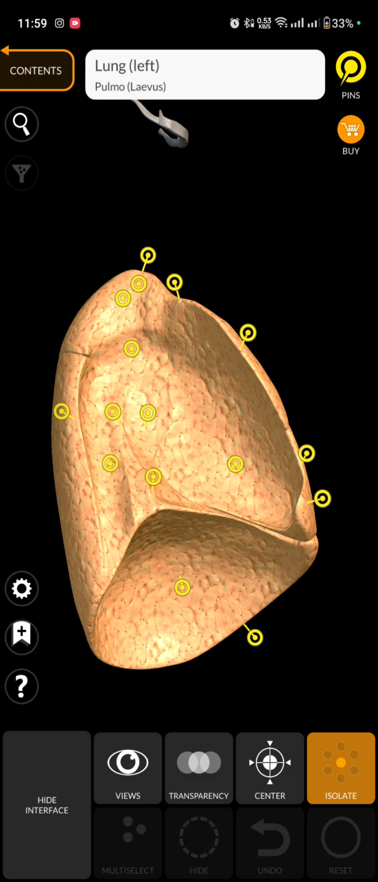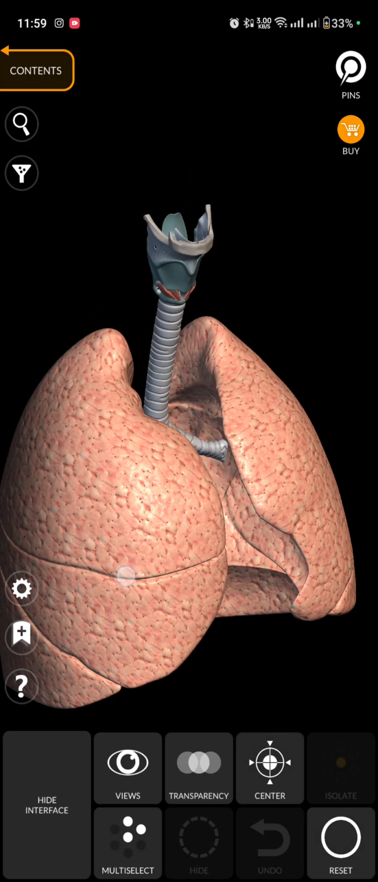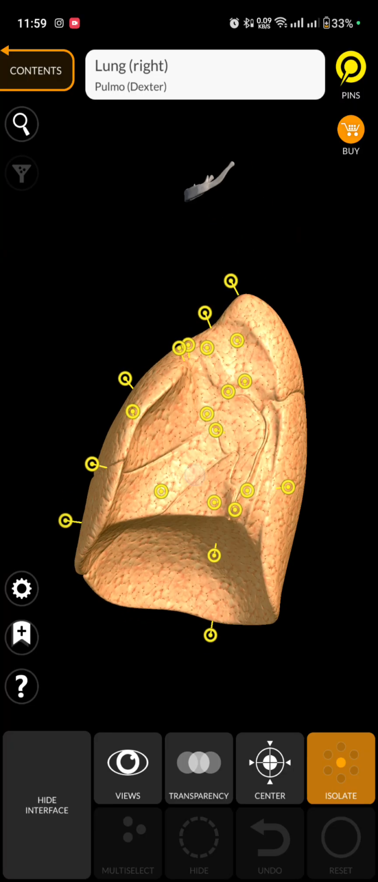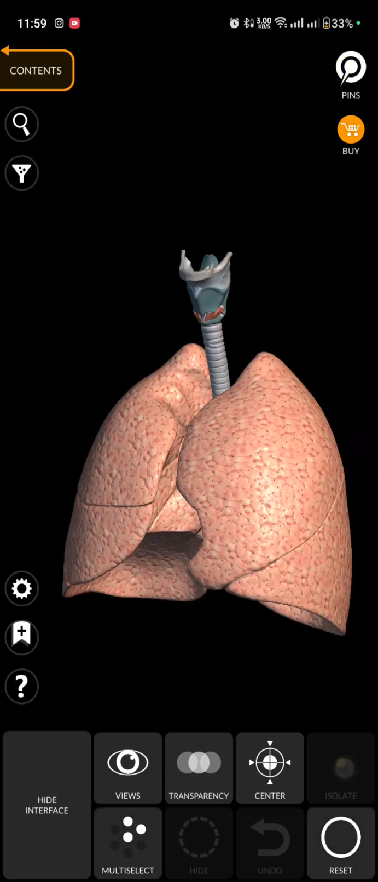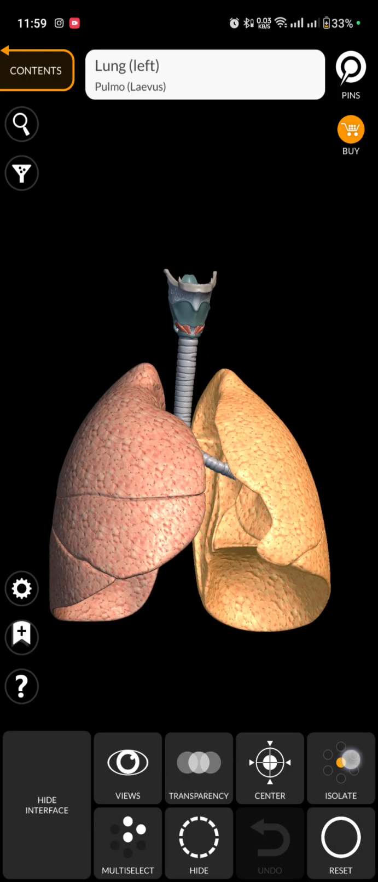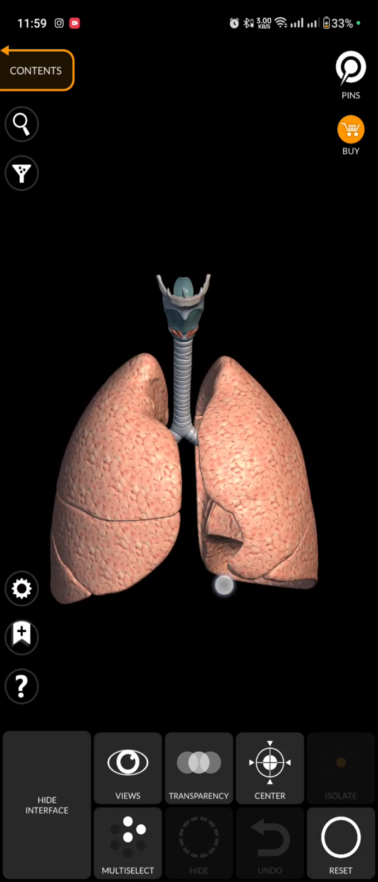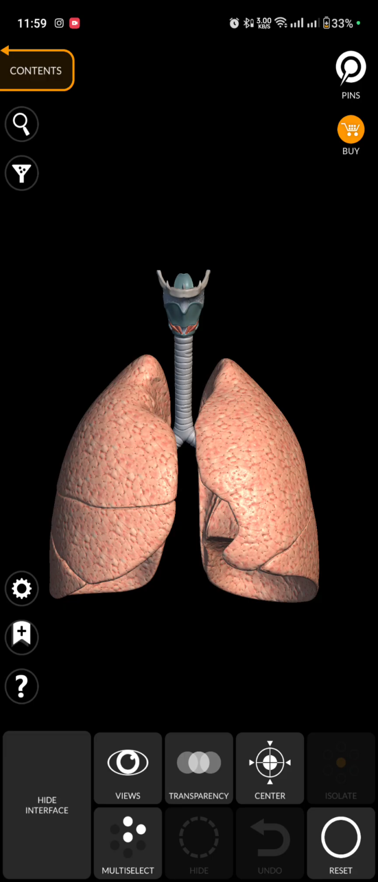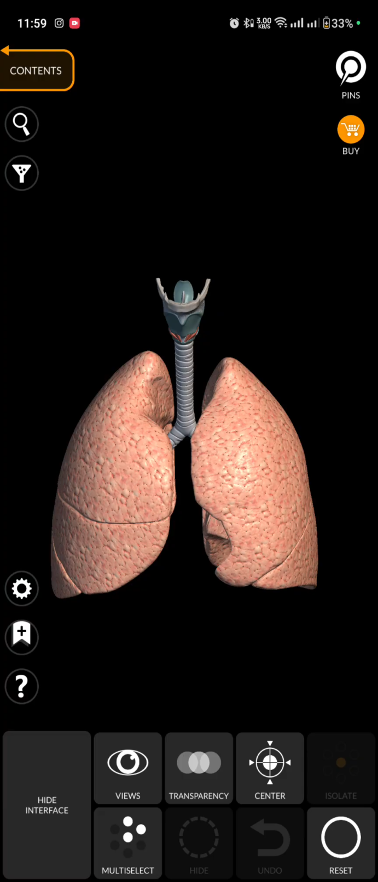Now, if we look at both the right and the left lung, we will find that the cardiac impression on the left lung is a lot deeper and wider, while the cardiac impression on the right lung is shallower and smaller. Why? Because most of the heart is surrounded by the left lung. And now we will talk about the anatomical points of the lungs. Since the lung has two surfaces and three borders, we will first identify where these borders are directed or faced.